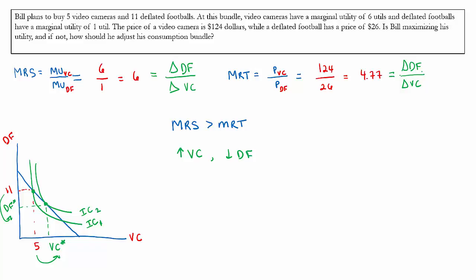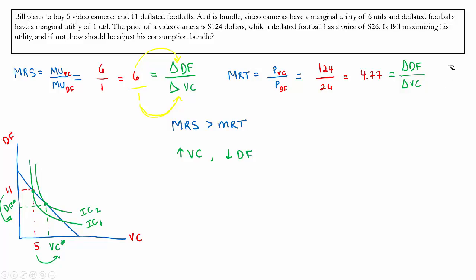So what does the 6 mean? I go back to that. What does an MRS of 6 actually mean? Well, what it means is that according to Bill's preferences, if you give him one more video camera, you can take away 6 deflated footballs and he'll be just as well off as he was before. To get one video camera, he's willing to give up to 6 deflated footballs. Now consider this number, the MRT of 4.77.